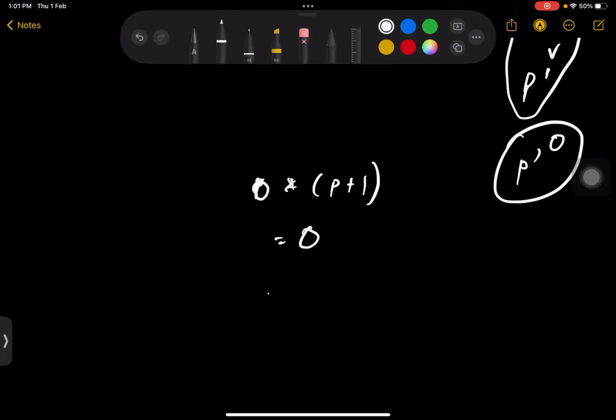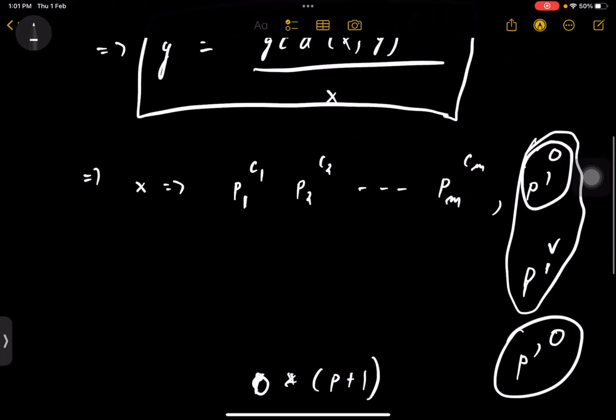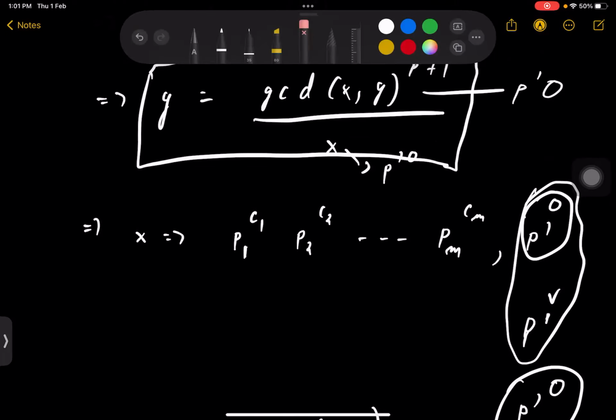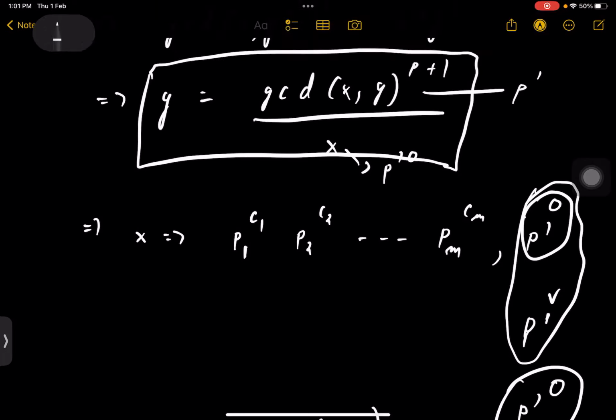So from the equation, in x we have p dash power 0, and in y also we have p dash power 0. So now we know that y is equal to this thing, that means it is just subtracting. GCD of x comma y also has p dash power 0. After multiplying the power inside, because p dash power is 0, though we multiply p plus 1 to the power, it still remains 0. So p dash power 0 is present in the numerator and denominator.